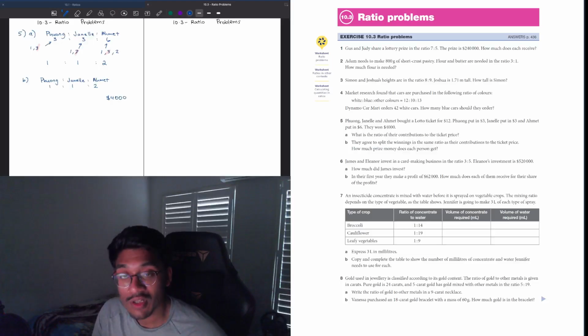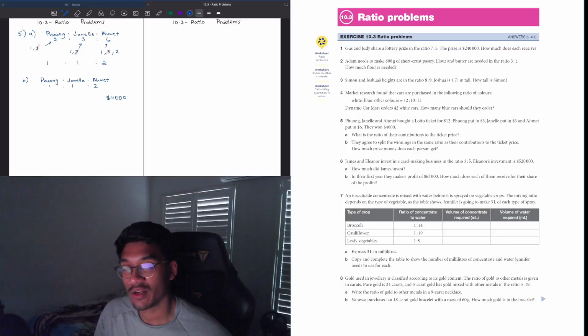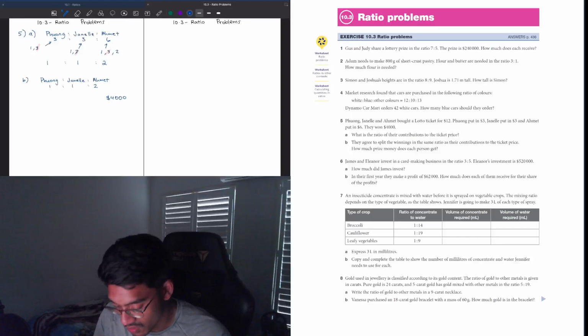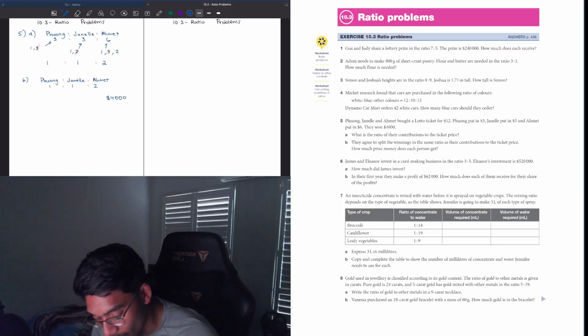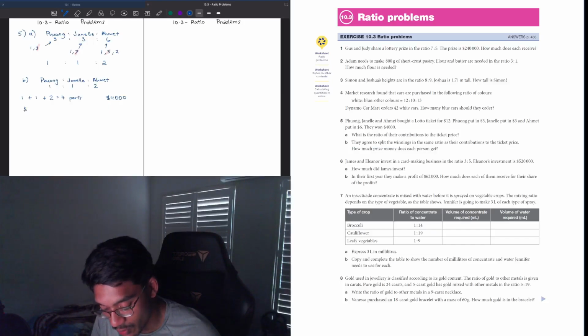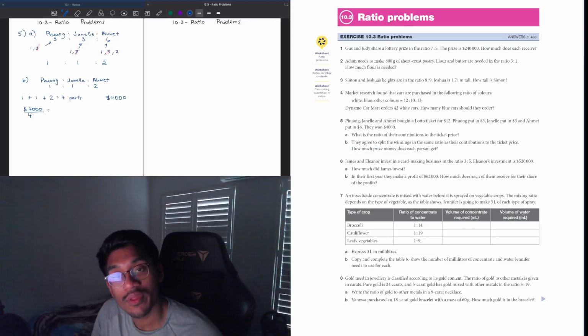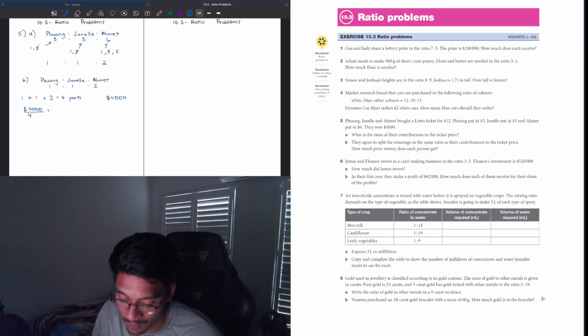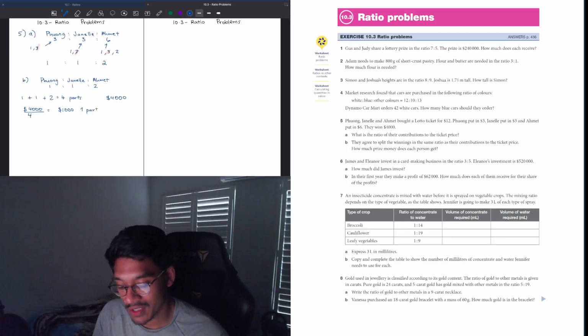Because we know the total and they have their parts, we need to work out the value of one part. To do that, we add the parts together. So we get 1 plus 1 plus 2, which is 4. So we know there are 4 parts total. And we need to work out the value of one part. So we do our winnings, which is $4,000, divided by the 4 parts. 4,000 divided by 4, you can pop that in the calculator. You get $1,000 is one part. So the value of one part is $1,000.